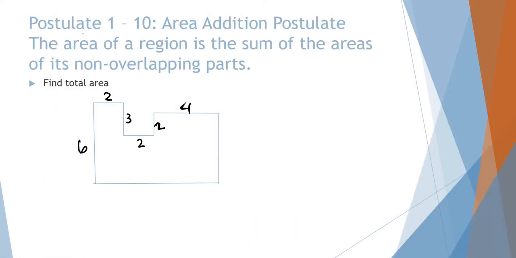The last thing, Postulate 110, the area addition postulate. The area of a region is the sum of the areas of its non-overlapping parts. In other words, the area of this region can be found by breaking this into pieces, however you want. So your challenge for class is to come up with an area for this figure. Assume that all of these lines are at right angles to each other. Okay? And you should be able to find areas of several pieces of this and add them up to find the total area. So that's your challenge.